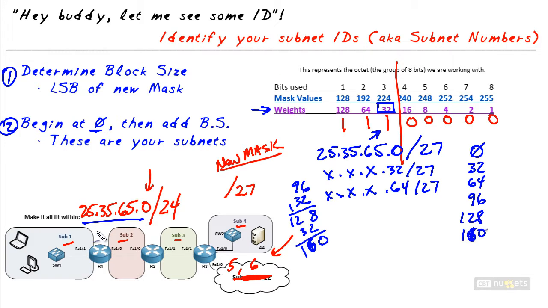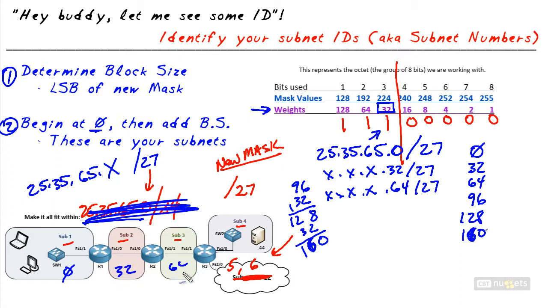So over here, for example, in our topology, we could just write out this is the 25.35.65.x/27. And this is subnet 0, subnet 32, subnet 64, subnet 96, and so forth.